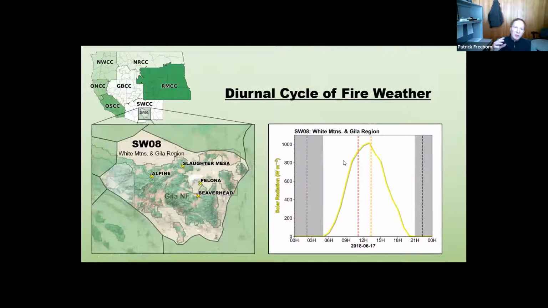Unless there's a frontal passage or something of that sort, the diurnal cycle of fire weather is mainly determined by the incoming solar radiation. On the left, we have a map of a predictive service area in the Southwest GAC. Within that PSA, we've got 4 remote automated weather stations. If we average those measurements collected at the RAWS, we can get a diurnal profile of the incoming solar radiation shown on the right.